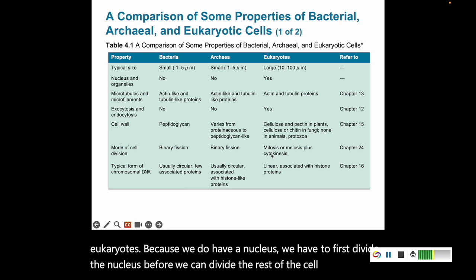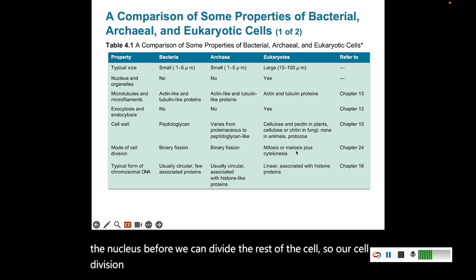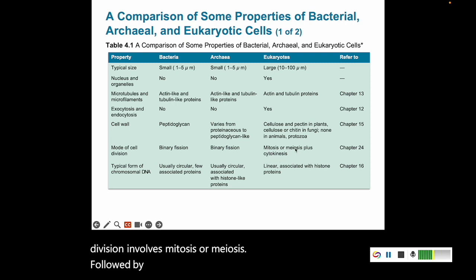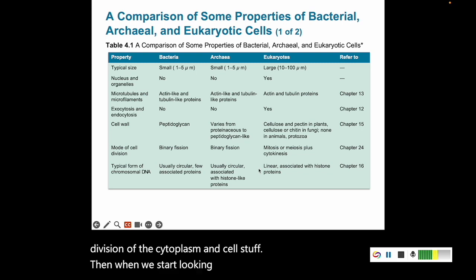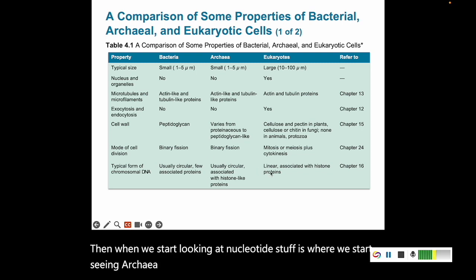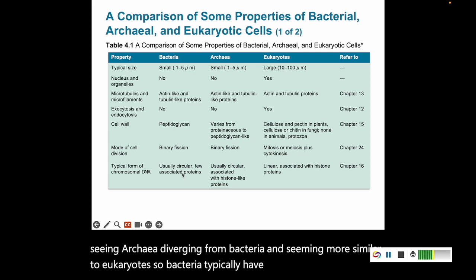So our cell division involves mitosis or meiosis, followed by cytokinesis. So division of the nucleus, followed by division of the cytoplasm and cell stuff. Then when we start looking at nucleotide stuff is where we start seeing archaea diverging from bacteria and seeming more similar to eukaryotes. So bacteria typically have circular DNA and not a lot of proteins around it.